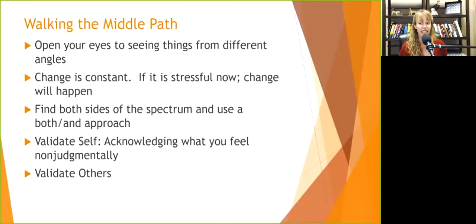Validating themselves, acknowledging what they feel non-judgmentally. Just, I feel anxious, I feel angry, I feel happy, or I feel nothing. Some people get angry with themselves because something happens and they feel like they should be upset, but they aren't. And they're like, well, I don't get it. And there must be something wrong with me. So we talk about the fact that that's just how you feel.